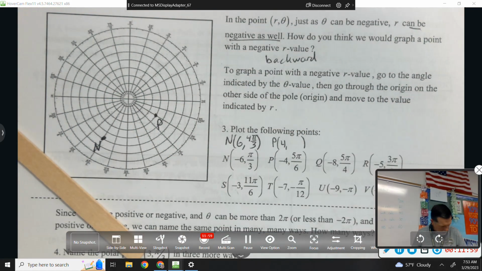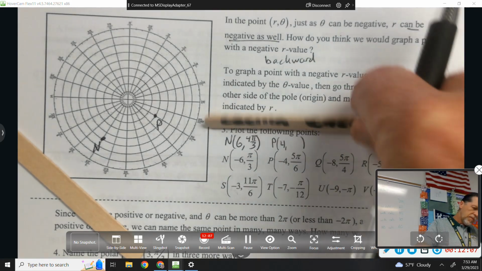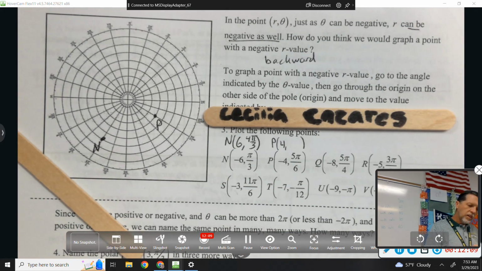Pick on somebody now. So if I wanted to describe point P, Cecilia, with a positive r, what angle would I use? 11 pi over 6. Good.